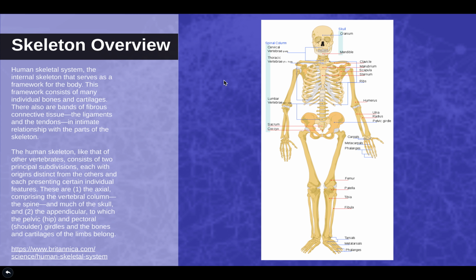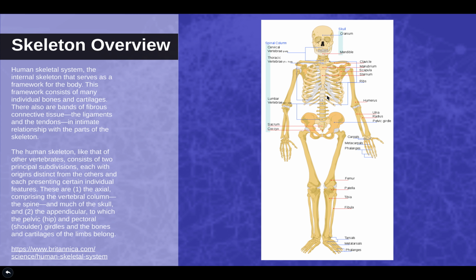There are also bands of fibrous connective tissue, the ligaments, and the tendons in intimate relationship with the parts of the skeleton. The human skeleton, like that of other vertebrates, consists of two principal subdivisions, each with origins distinct from the others, and each presenting certain individual features. There are the axial divisions comprising the vertebral column, which is the spine and much of the skull, and the appendicular, to which the pelvic or hip girdle, and pectoral or shoulder girdles, and the bones and cartilages of the limbs belong.